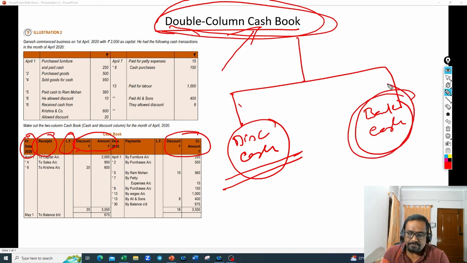The bank and cash column book will anyway be covered under the three columnar cash book, and I will explain it at that time. Let us ignore the bank and cash column book right now. We will first focus on the discount and cash column.